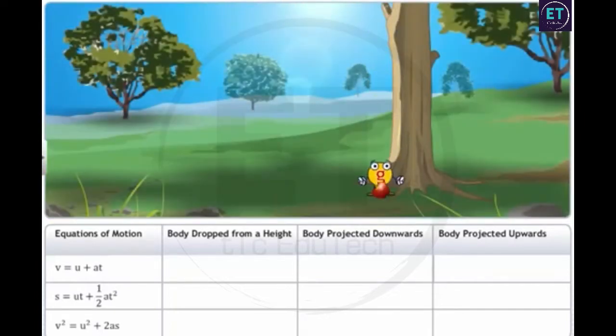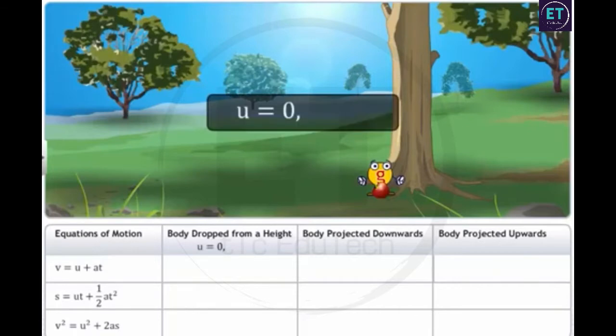The first one is the case where a body drops from a certain height. Here, the initial velocity of the body u is 0. The acceleration of the body a is the acceleration due to gravity g. This value is positive because the velocity of the body increases as the body descends. Let's consider how the three equations change in this situation. Our first equation is v is equal to gt, where v is the velocity of the dropped body at the end of t seconds.